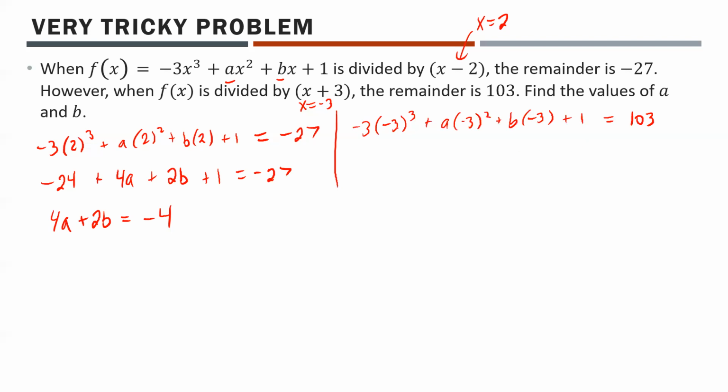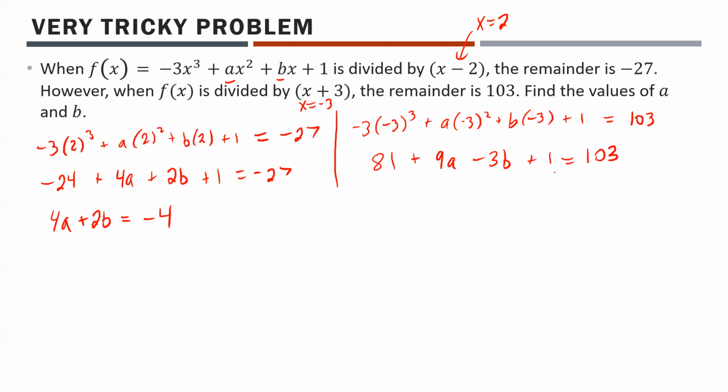Let's clean this up. Negative 3 to the power of 3, that's negative 27, but negative 27 times negative 3 is positive 81. Plus a times negative 3 squared, well, negative 3 squared is 9, so this is plus 9a. And then plus b times negative 3, well, that's going to be minus 3b. And then plus 1 equals 103.